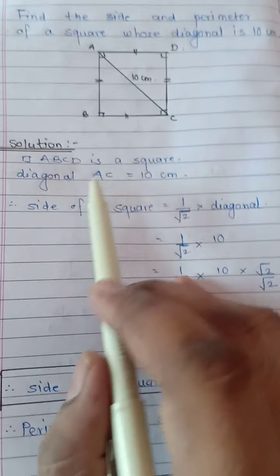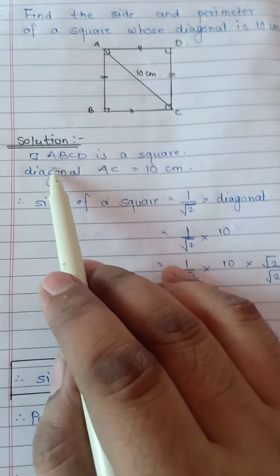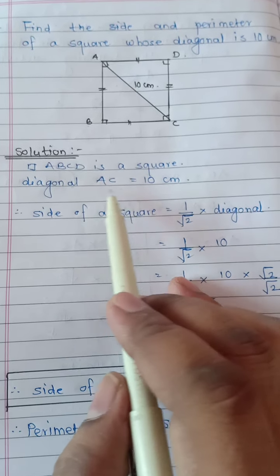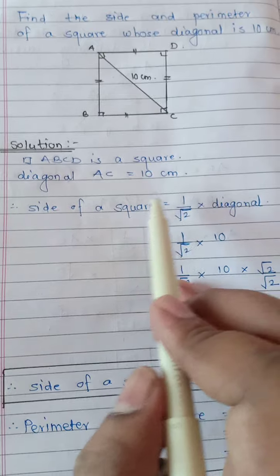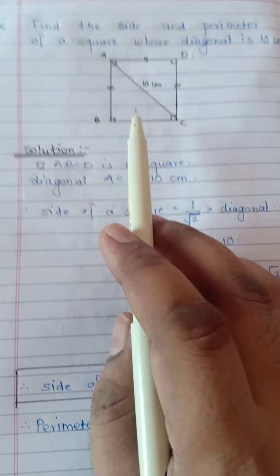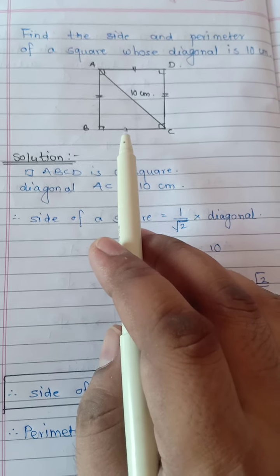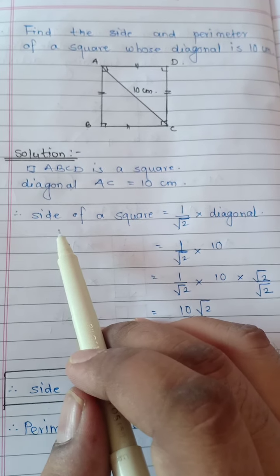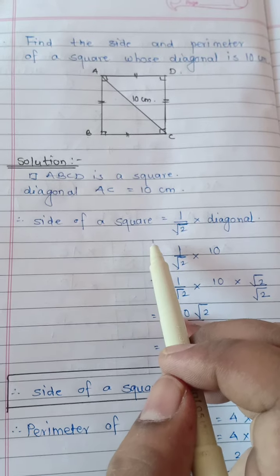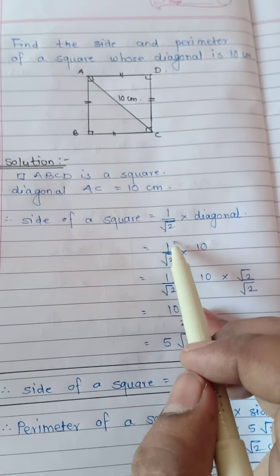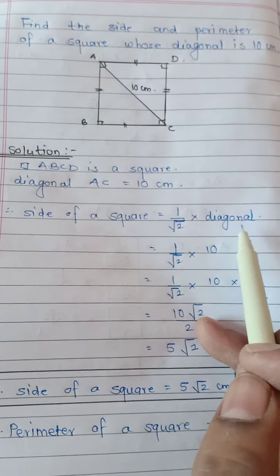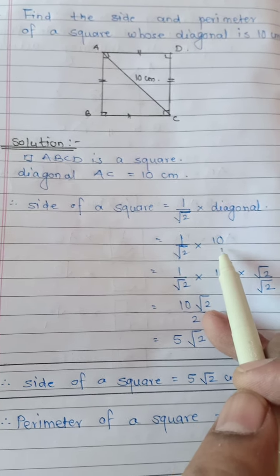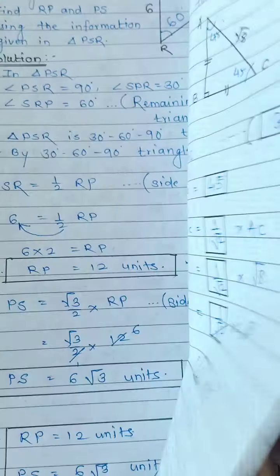Now let's see the solution part. This quadrilateral ABCD is a square. It is given, the length of diagonal AC is 10 centimeters. I told you this particular question can be solved by 3 different methods. From those 3 methods, I have considered the formula method, that is, the side of a square can be calculated by 1 upon root 2 into the length of the diagonal. Substitute the value of the length of the diagonal here, that is 10. So 1 upon root 2 into 10.